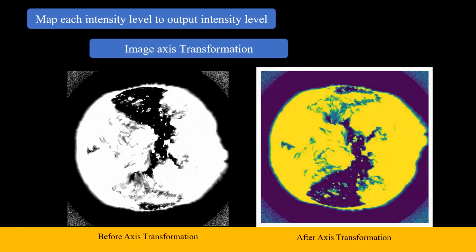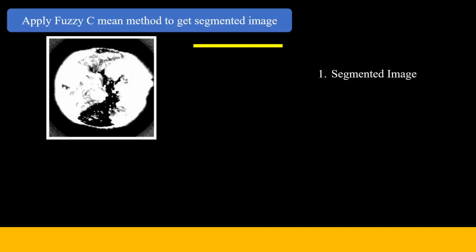We performed this simulation in Python, and if you perform it in MATLAB, you will get a right-side-up image. But since we are performing it in Python, we got an inverted image. Sorry. After performing the image axis transformation, we got this image. Then after applying the fuzzy C-means method, we get this segmented image.